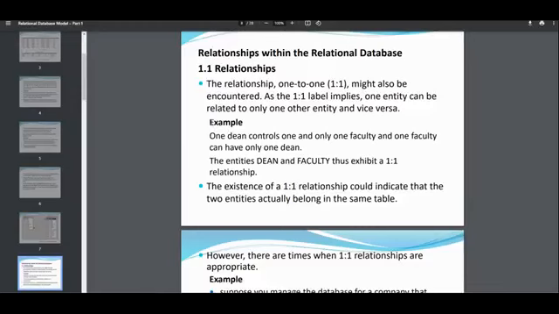Dean and faculty. You can see in this example, one to one: one dean for one faculty. So one faculty has only one dean. One faculty can't have multiple deans. And one dean can't normally appear as the dean of multiple faculties. So it is very important to understand these things.